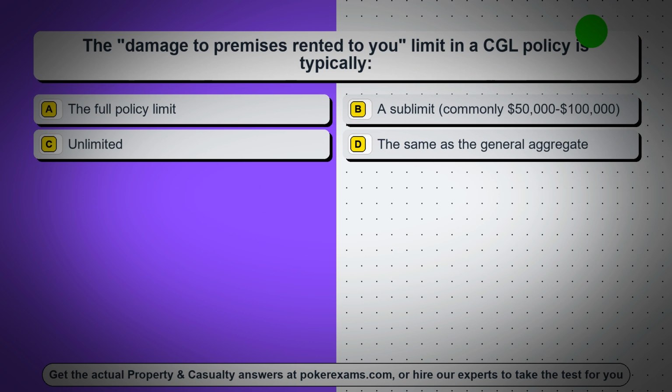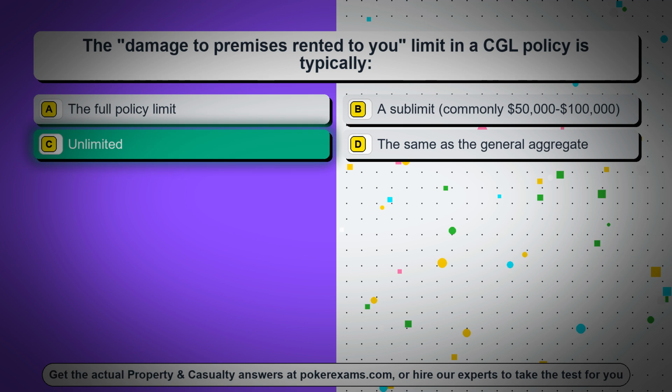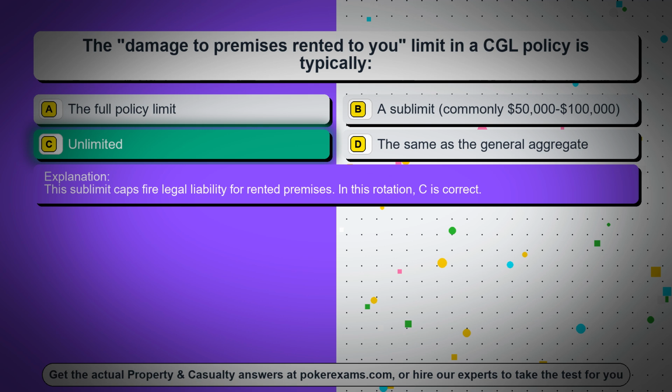Question 60. The damage to premises rented to you limit in a CGL policy is typically: Option A, the full policy limit. Option B, a sublimit, commonly $50,000 to $100,000. Option C, unlimited. Option D, the same as the general aggregate. The correct answer is option C, unlimited. This sublimit caps fire legal liability for rented premises. In this rotation, C is correct.